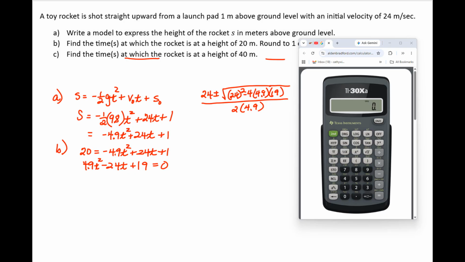We're just going to punch this in to get an approximation of how many seconds after liftoff this rocket reaches 20 meters. And it could happen twice. It could pass through 20 meters on its way up and again on its way down. So this is a quadratic equation. It could have two solutions.